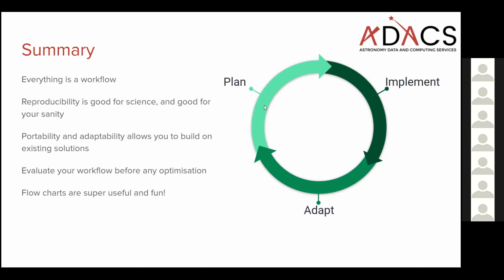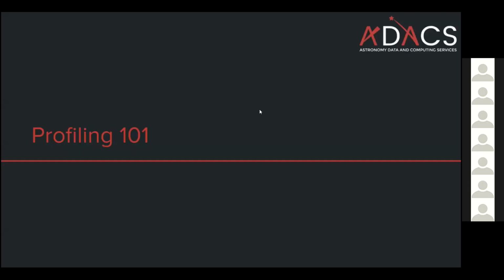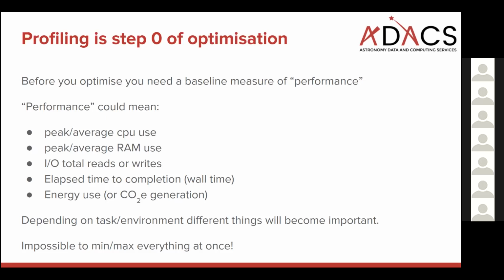Doing fine, okay. All right, so the next part is all about profiling. As I was saying, profiling is step 0 of optimization. Before you can optimize, you need some baseline measure of performance. And as I said before, performance could be any of these things here, stated slightly differently, but essentially it's the same thing. What are the resources that you have available? What are the things that you want to use to measure performance?